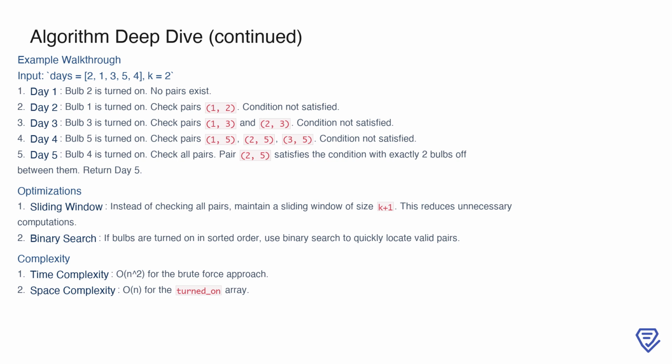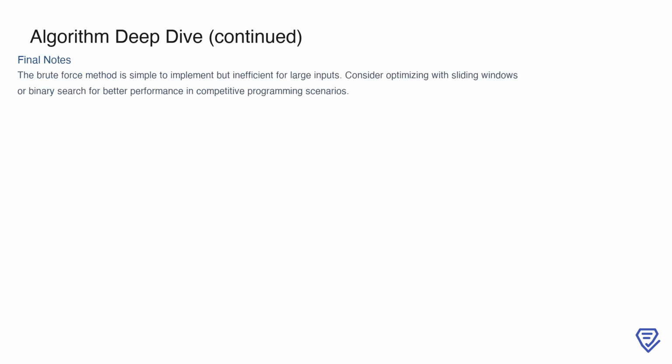To optimize this process, we can use a sliding window of size k+1 to focus only on relevant bulbs, reducing unnecessary computations. Additionally, binary search can be employed to locate potential pairs more efficiently if the bulbs are processed in sorted order. To summarize, while the brute force approach provides a simple and clear solution, its quadratic time complexity makes it impractical for larger inputs. By incorporating optimizations like sliding windows or binary search, we can significantly improve performance, especially in scenarios where efficiency is critical, such as competitive programming. These optimizations enable us to handle larger datasets without sacrificing correctness, ensuring that the solution remains robust and scalable.